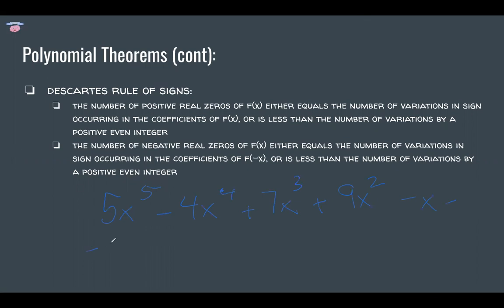So negative of this is negative 5x to the power 5 minus 4x to the power 4 minus 7x cubed plus 9x squared plus x minus 5. So the number of sign variations: none here, 1 from negative to positive, 2 from positive to negative. So either 2 or 0. These are the number of negative roots. And note that these are only real roots.